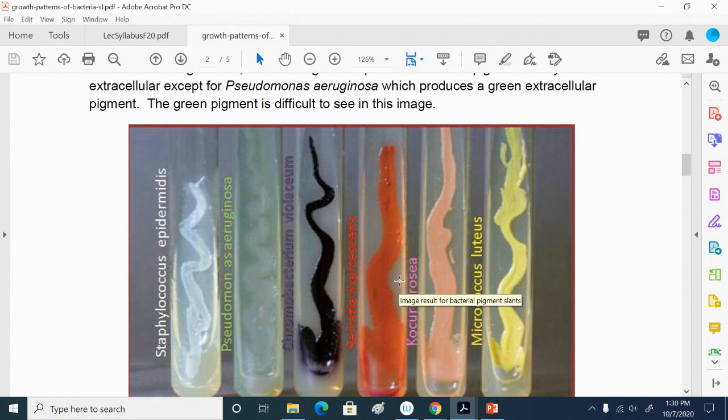Chromobacterium violaceum. Well, that name tells you the color, right? Violet. And it's such a dark purple, it almost looks black. So a definite pigment here, intracellular or extracellular?